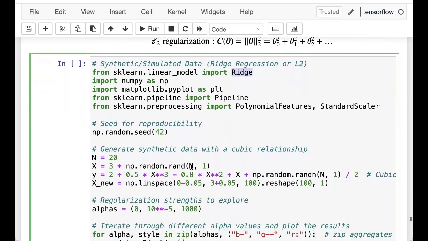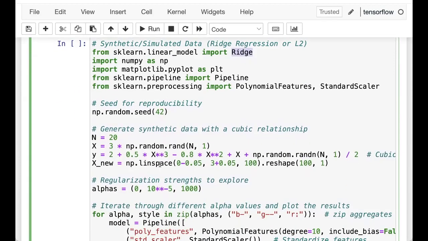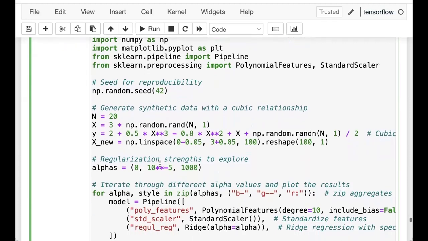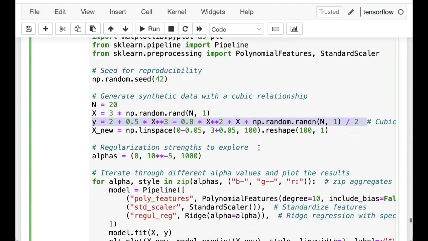And in this case, what we do, very similar to before, is generate synthetic data. In this case, let's say that our data has a cubic format, right? So the actual relationship has some x cubed with some coefficients. We add some noise from the standard normal distribution. So this x and y will be our training data, and x_new is what we want to use to measure the performance of our model.